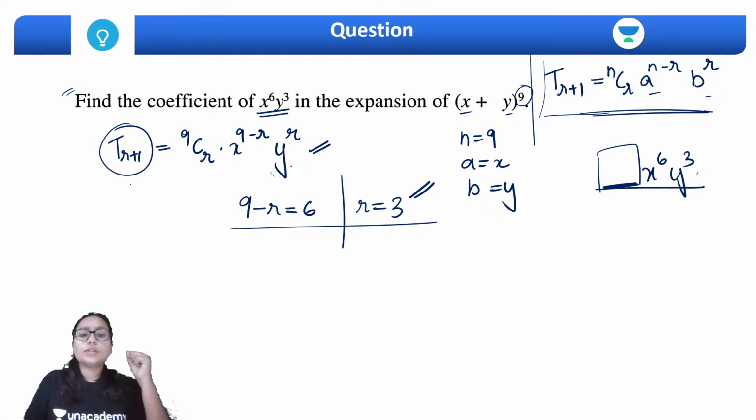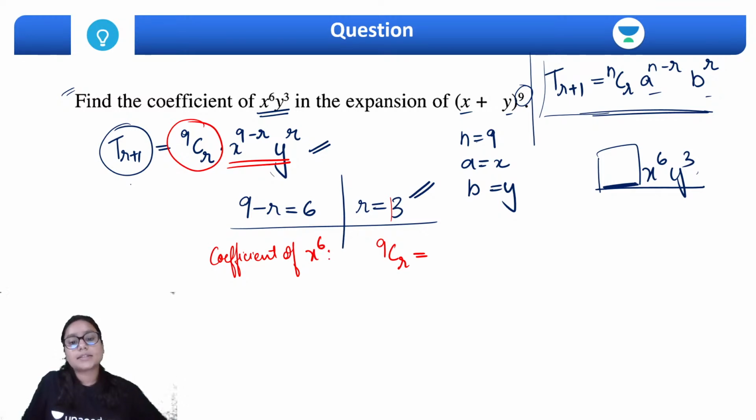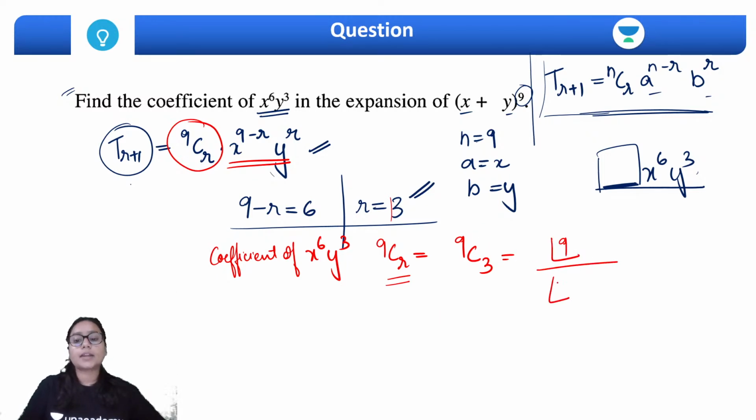So now that I know that r is 3, what is the coefficient of this term? It is 9cr. So basically I need to calculate the value of 9cr. So we get that the coefficient of x raised to the power 6 and y raised to the power 3 is 9cr. So this 9cr is 9c3. So we just need to find this value. So this value will be equal to factorial 9 upon factorial 3 into factorial 9 minus 3.